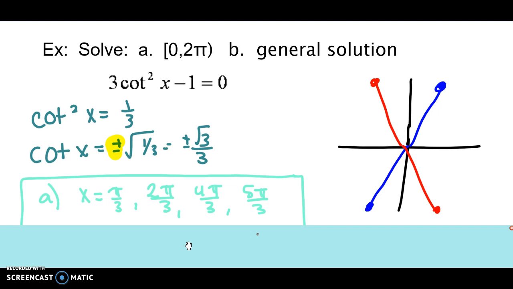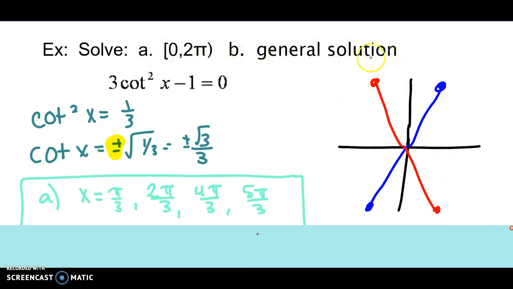Okay, I think about, where do I get positive root 3 over 3? Well, that would be at pi thirds and also 4 pi thirds, right? Here and here. And then for negative root 3 over 3, I would get that at 2 pi thirds and also 5 pi thirds. So that's for part A. That's between 0 and 2 pi.